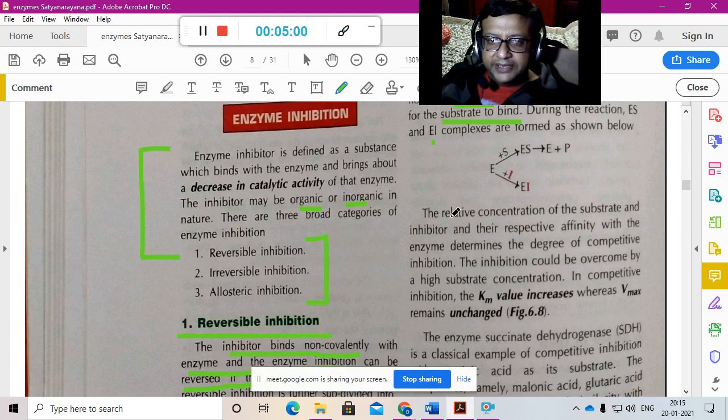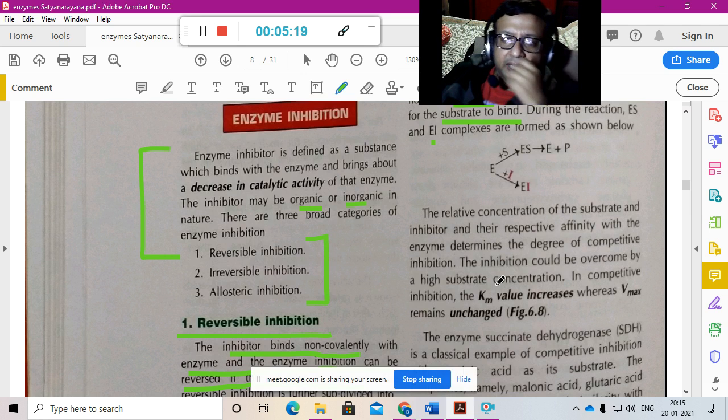The relative concentration of the substrate and inhibitor and their respective affinity with the enzyme determines the degree of competitive inhibition. The inhibition can be overcome by high substrate concentration. You give more substrate, then the substrate will overpower the inhibitor.